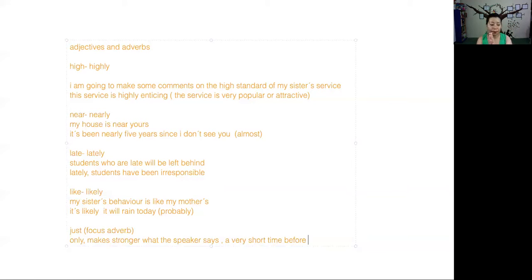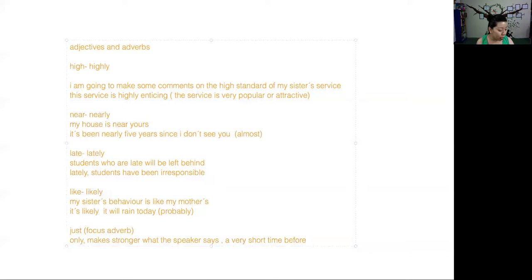I'm not expressing in this sentence, as in the first one, uniqueness or that there's only one thing. I'm emphasizing better, enhancing, like increasing the level of my sentence by saying that my room is just a mess. Then we have a very short time before.